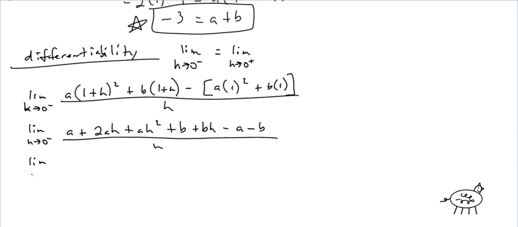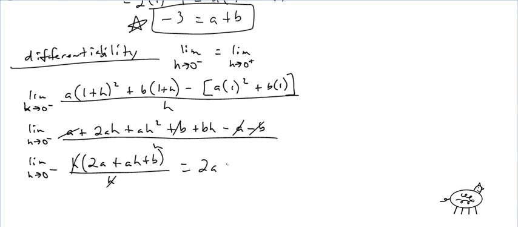So we can simplify that. The limit as h approaches 0 from the negative side: the a's cancel, the b's cancel, and we can factor out an h, because we need to cancel with that denominator. So we have h times (2a plus ah plus b) all over h. That cancels, and then I can do direct substitution, and I get 2a plus b. So that's the one-sided limit, and now we have to find the other side limit.